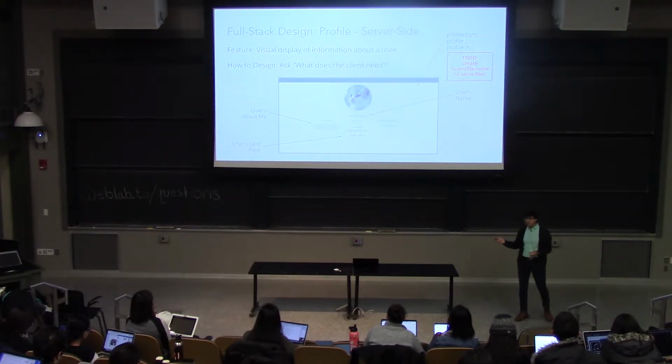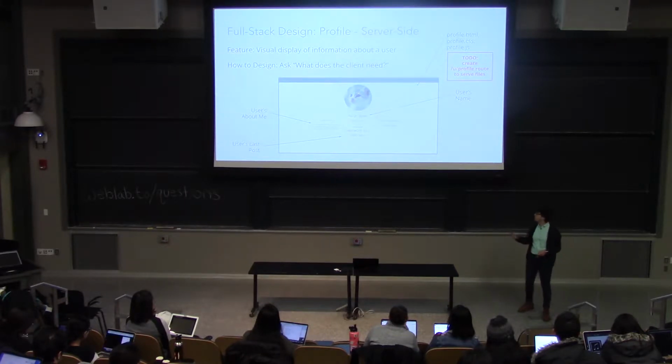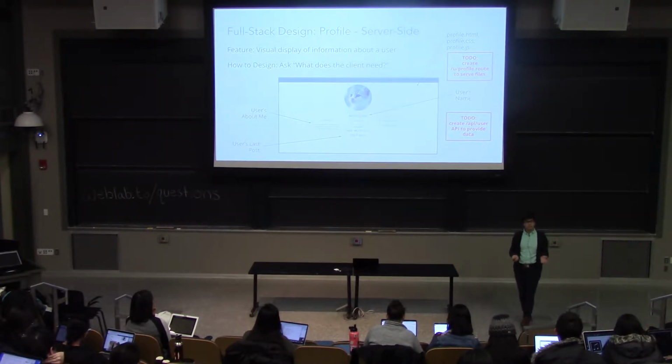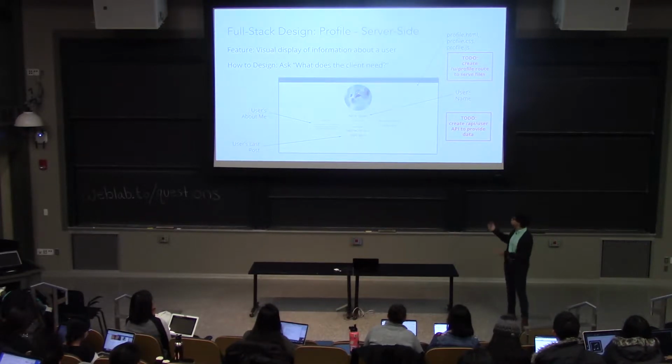So the client, the person who's looking at this, probably needs data, such as a user's name, or a user's about me, or a user's last post. And so we're also going to need to be able to create a user API to provide that data. Okay? And so we have two to-dos here.